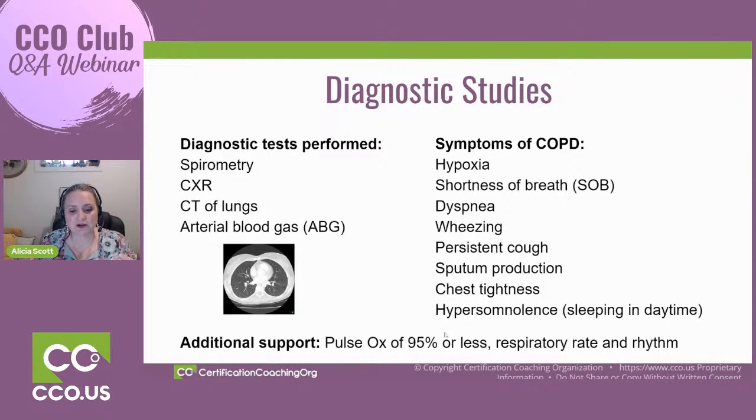And the different terms that you're going to see would all be R codes for signs and symptom codes. Your hypoxia, shortness of breath, dyspnea, wheezing, persistent cough. We got sputum production, chest tightness, hypersomnolence, meaning you fall asleep during the day. And as many as are applicable will be on the order, and that'll be on the test.